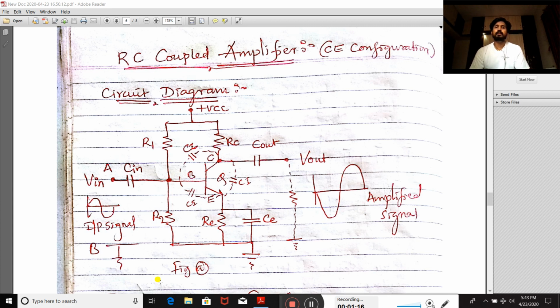Why is the name RC coupled amplifier? Because all the components which we have used here are resistors and capacitors, and in short we are going to call it an RC coupled amplifier. For this explanation, I will divide it into three parts. One is construction, another is operation, and third is where this amplifier is good, with the help of the frequency response curve. Let's begin with the explanation here.